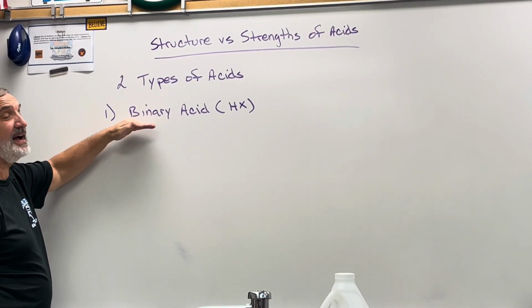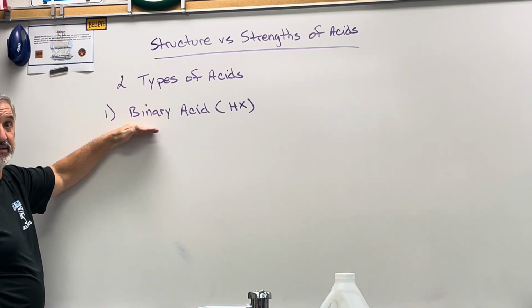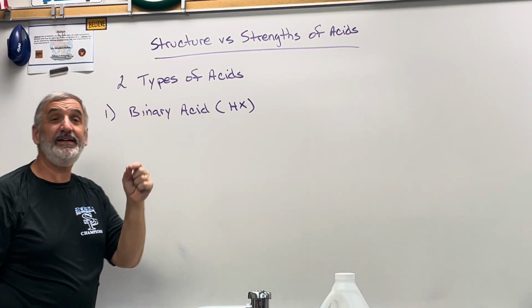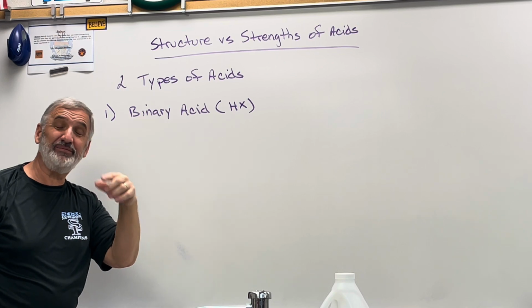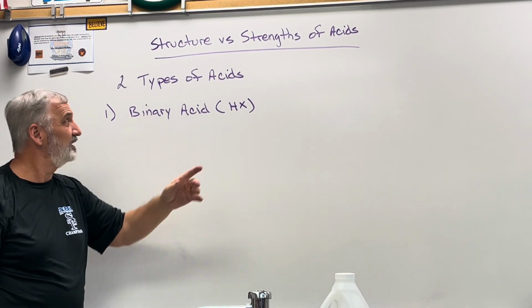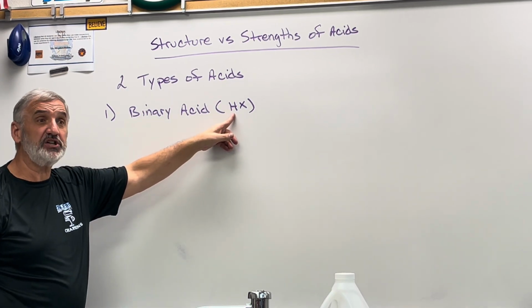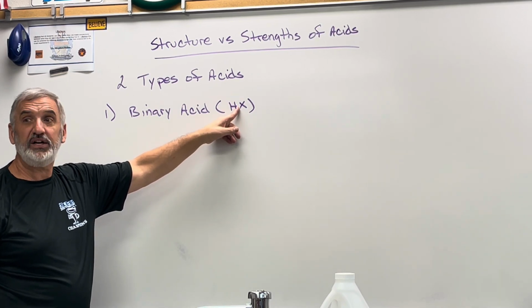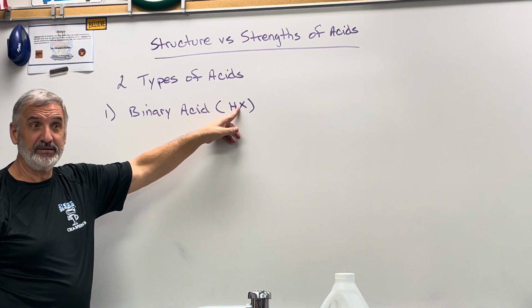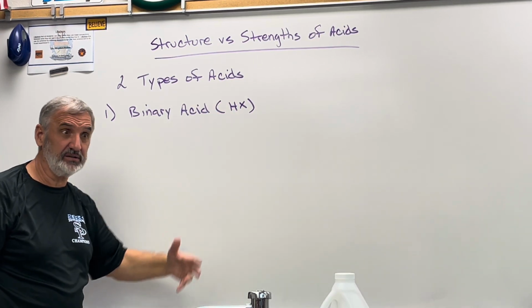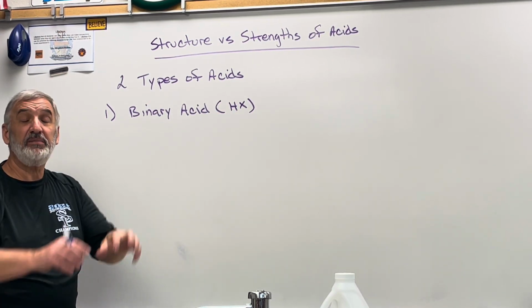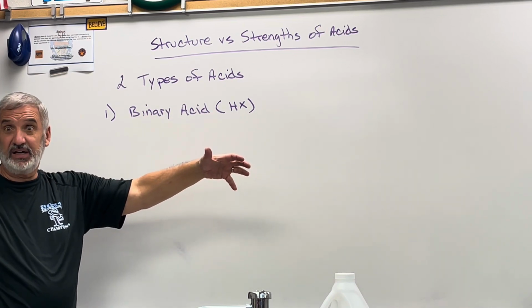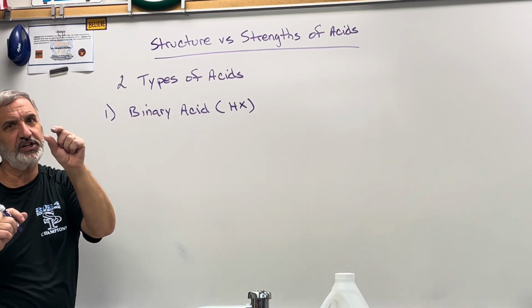So in a binary acid, the strength of the acid is inversely proportional to, and we don't need to write this down, but I'm just saying it, the strength of the bond. The weaker the bond, the stronger the acid. Because what makes an acid strong? If it ionizes.